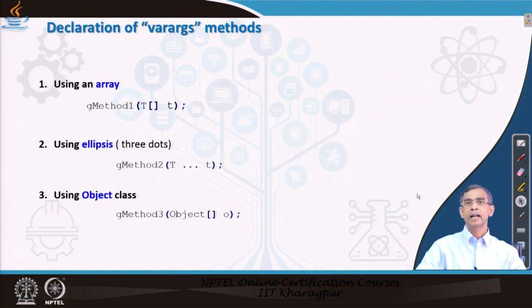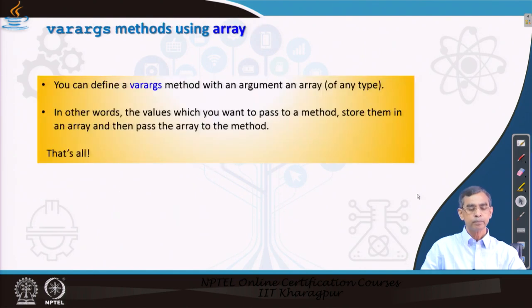Now, there are three different ways by which a method can be defined so that it can take a variable list of arguments. That means sometimes no argument, sometimes 10 arguments, sometimes any number. There are three broad ways this can be done. One is using an array. Another approach is using the concept of ellipsis, which is basically three dots together. Another is using the Object class. Now, let us discuss one by one.